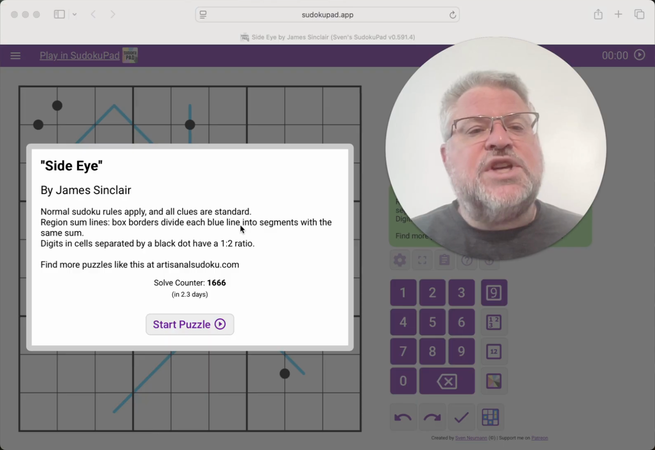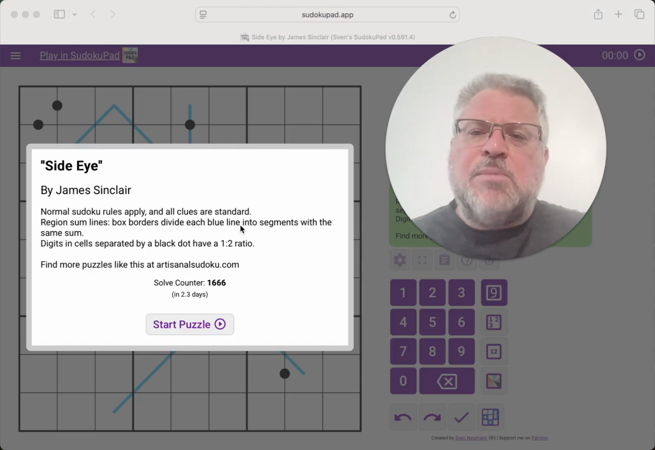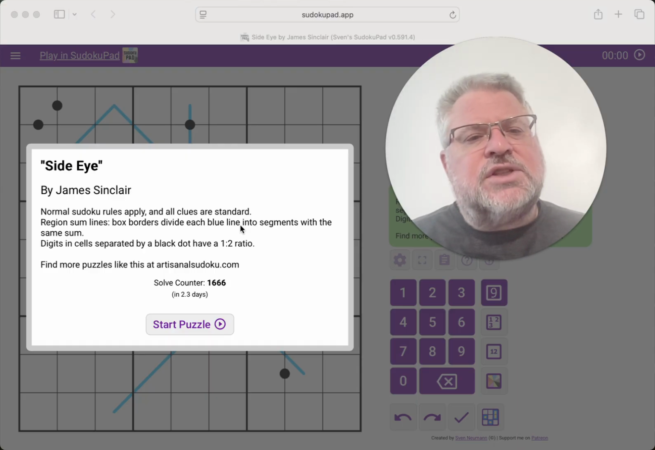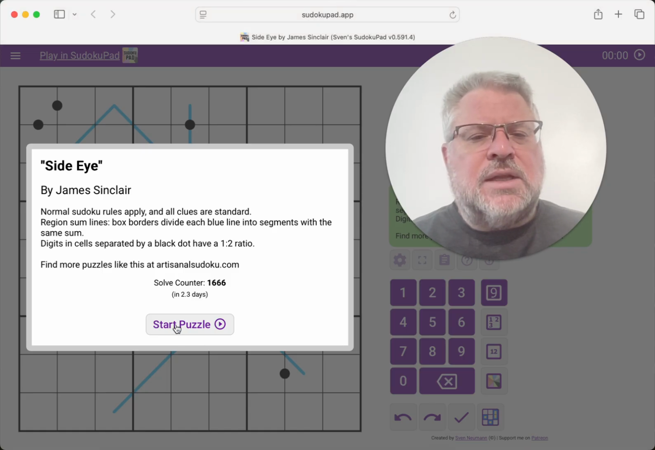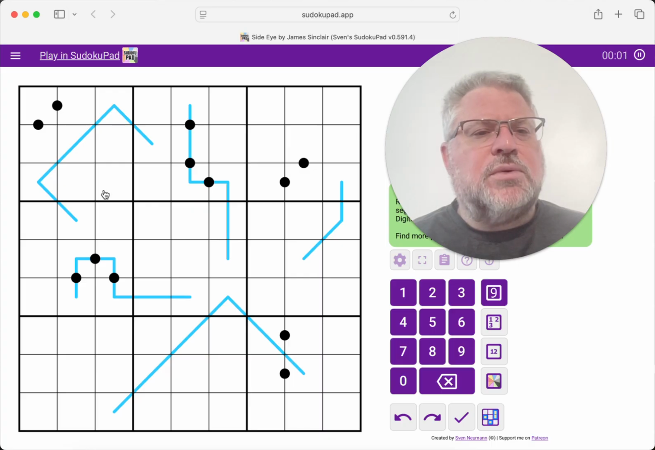We have region sum lines, and I'll walk through examples of those, but the blue lines will be divided up into segments that have the same sum within each box that they visit. Digits in cells separated by a black dot have a 1 to 2 ratio, so one will be half or double of the other. Let's start the puzzle and walk through those examples.